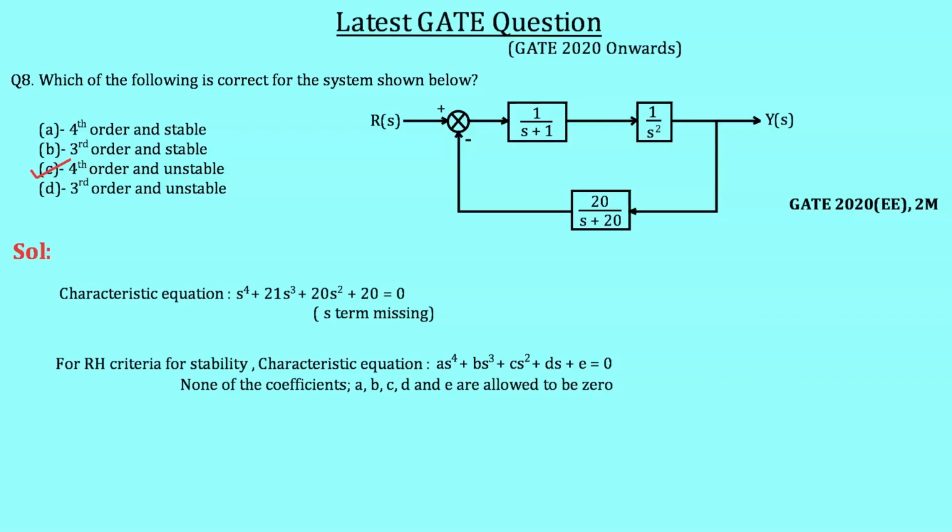If a single term is not present, definitely unstable. But if an even number of terms are not present, then there is a possibility of the system being marginally stable. However, one thing we can say for all cases is that the system is definitely not stable. It may be unstable or marginally stable, but definitely not stable. I hope you are getting what I am trying to say.